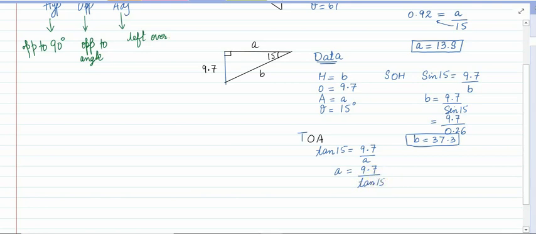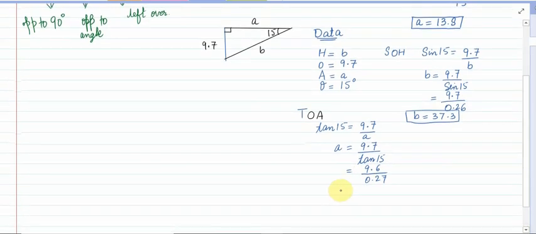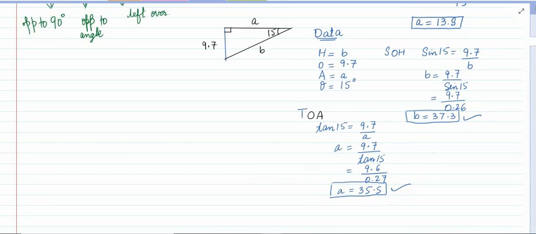Now you can find out the value of tan 15 by your calculator. It's 0.267. By rounding off, I can say that it's 0.27, right? So 9.7 divided by 0.27, it's 35.5. But still, hypotenuse is the longest one. So that's how we solve the question in which we have two variables, right? Moving on to the next question.